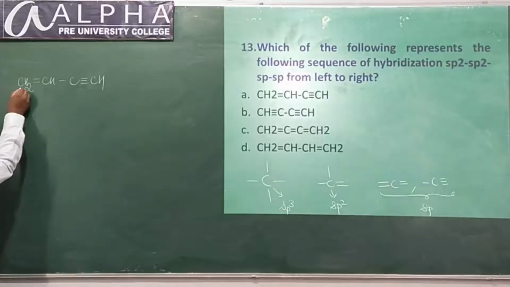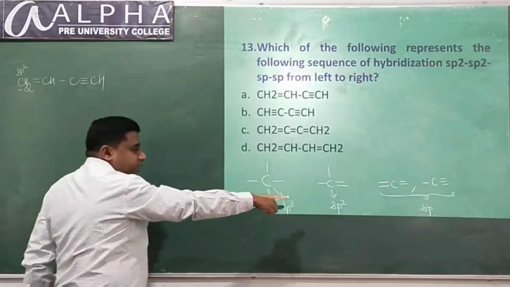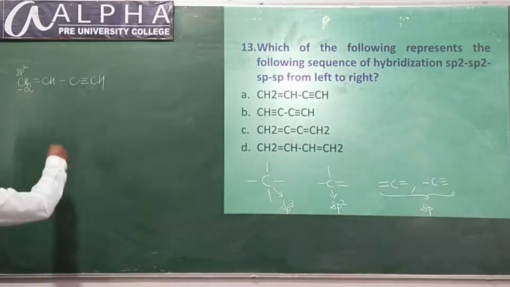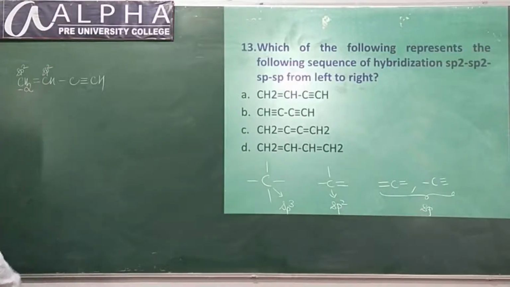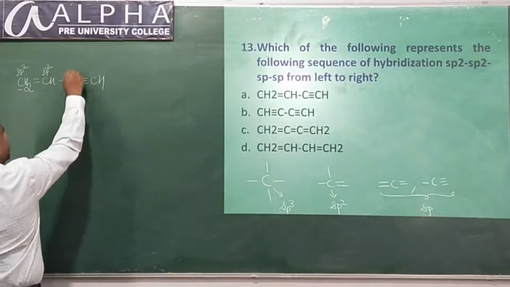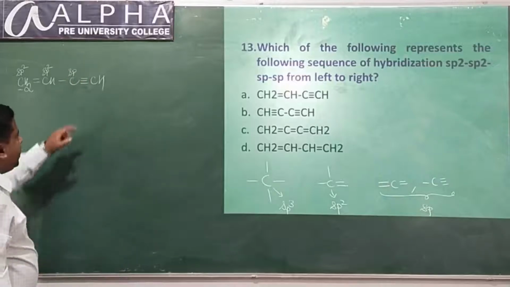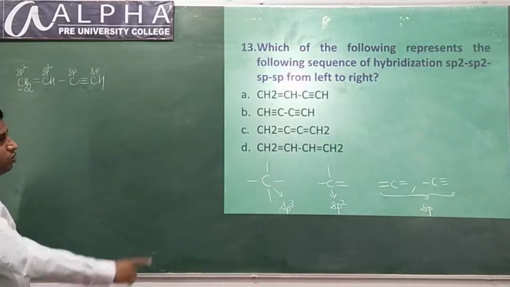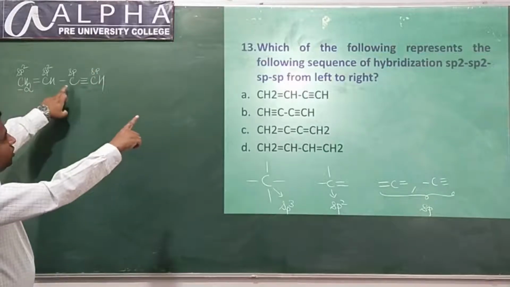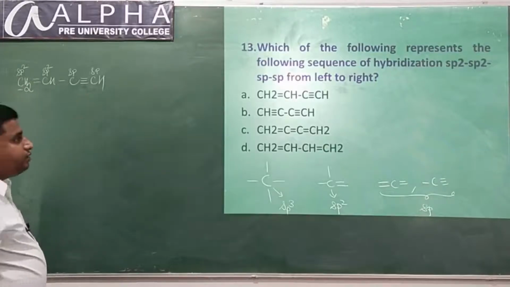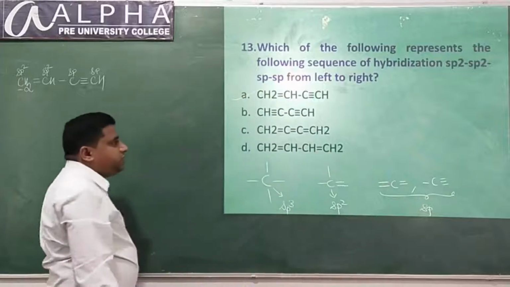This carbon has one double bond, so it is sp2 hybridized, correct? This carbon also has one double bond, so it is also sp2 hybridized. This carbon has one triple bond, so it is obviously sp hybridized. Again, this carbon has one triple bond, so it is also sp hybridized. Look here: sp2, sp2, sp, sp from left to right. Therefore the answer has to be option A.